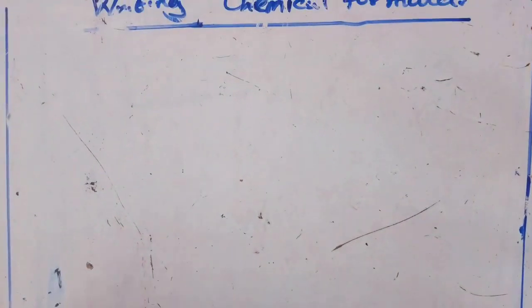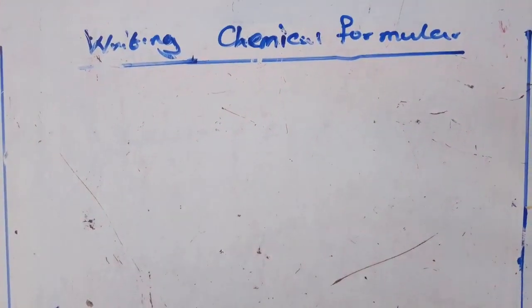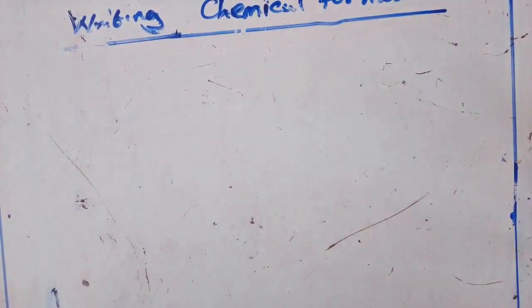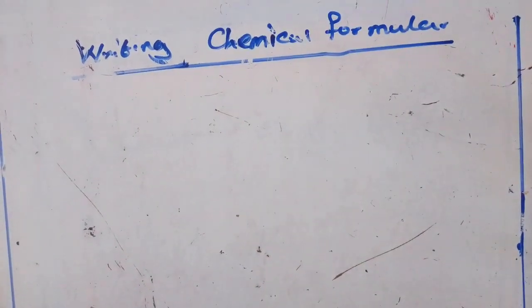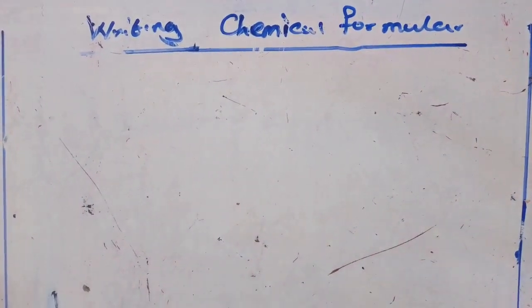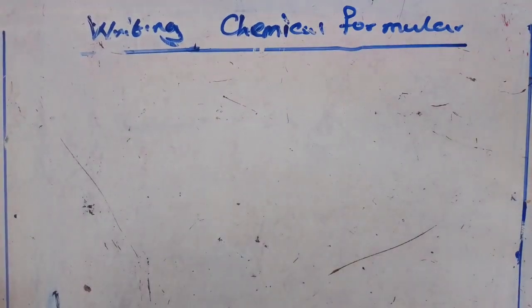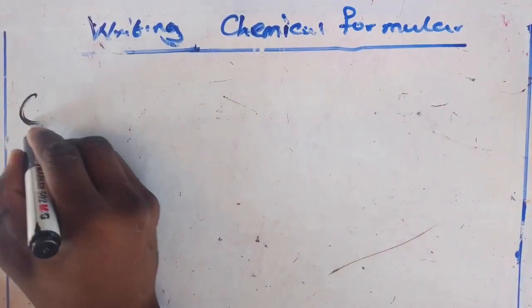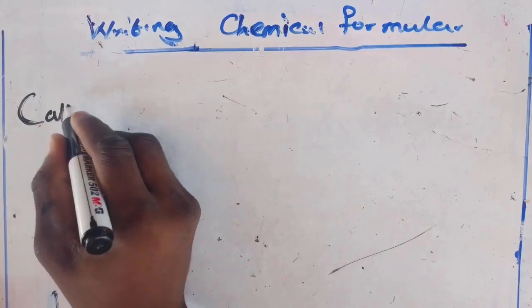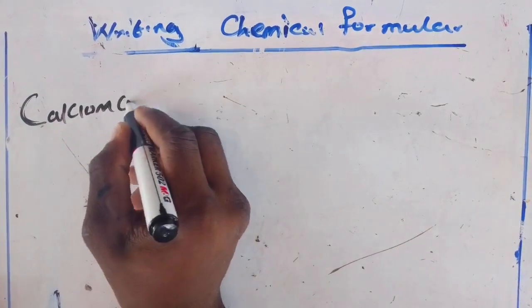So don't forget we're dealing with writing chemical formulas. This is our title, and let's look at some of the examples. So our first example is writing the chemical formula for calcium oxide. So I'm going to write it down. So I've been taught to write the chemical formula for calcium oxide.